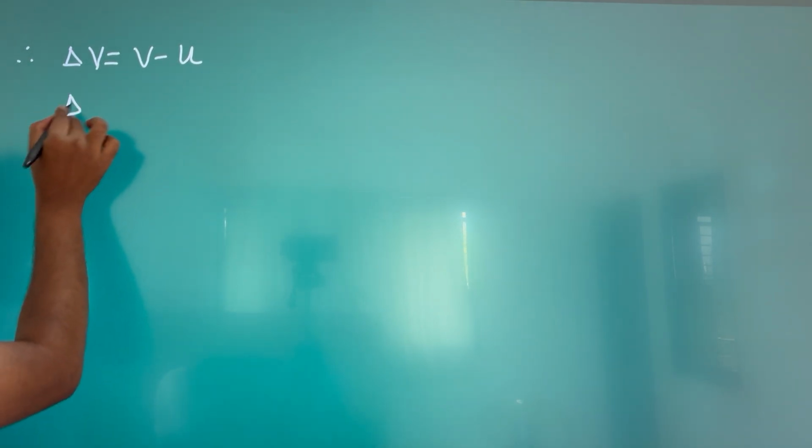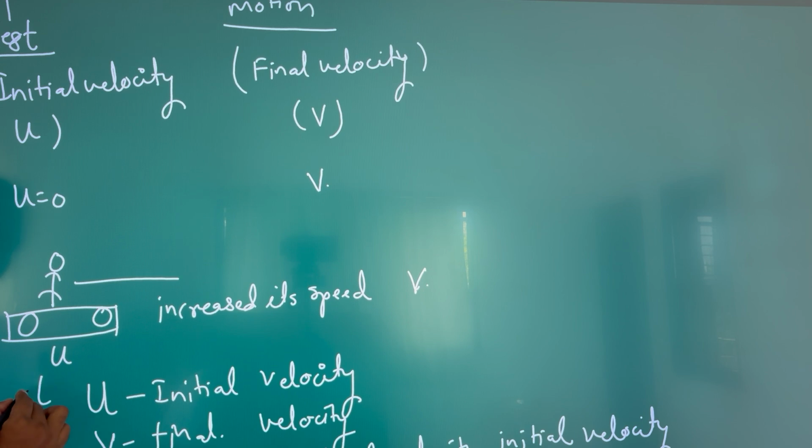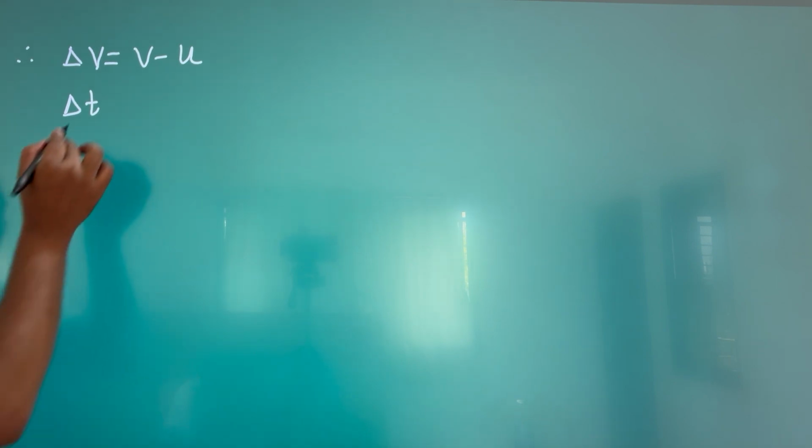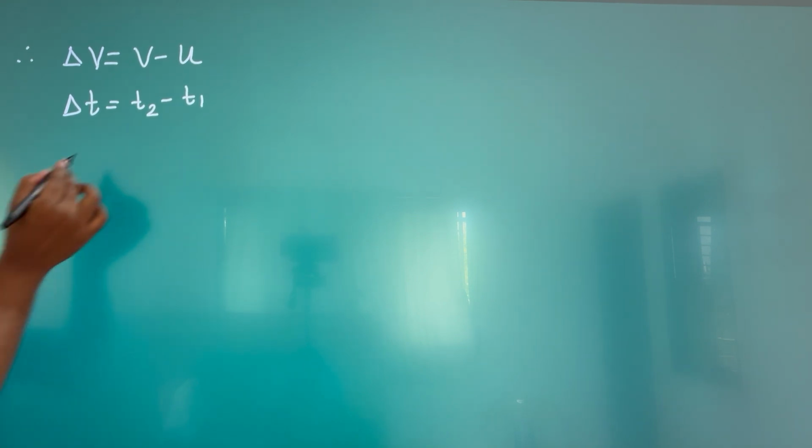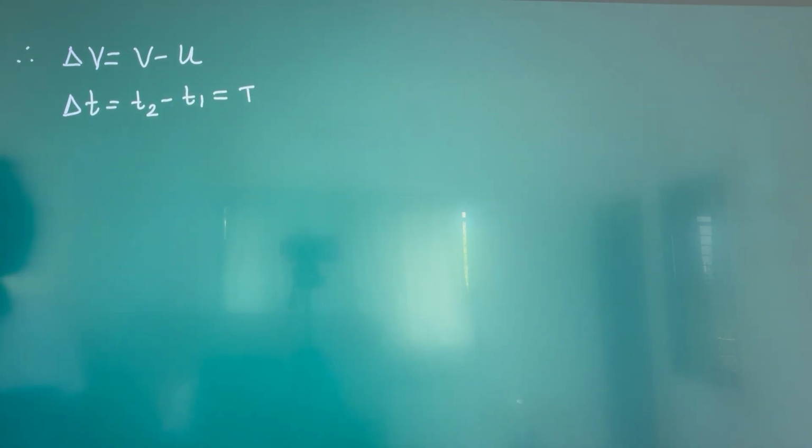Again we have time delta t, because at the initial time t1 the velocity was u, and after some time, at t2, it became v, the final velocity. So at t1 it was u and at t2 it was v. Then this is the total time t, and we can consider this change in time as t.